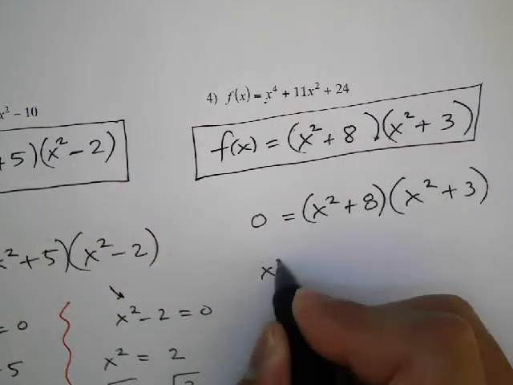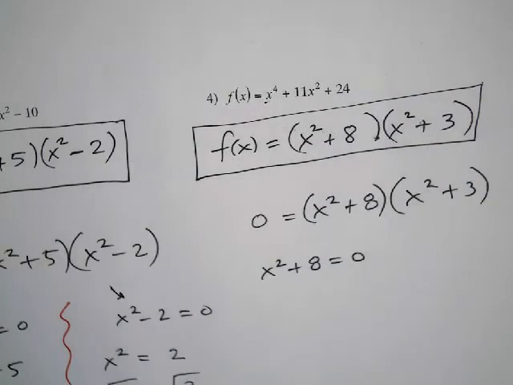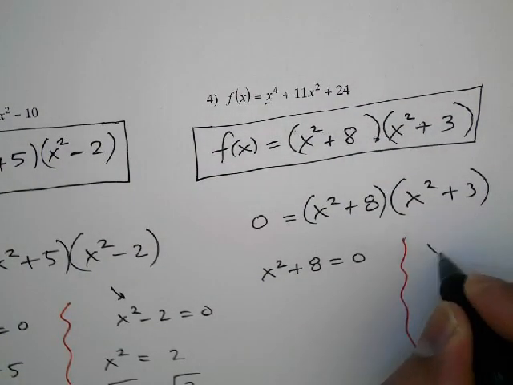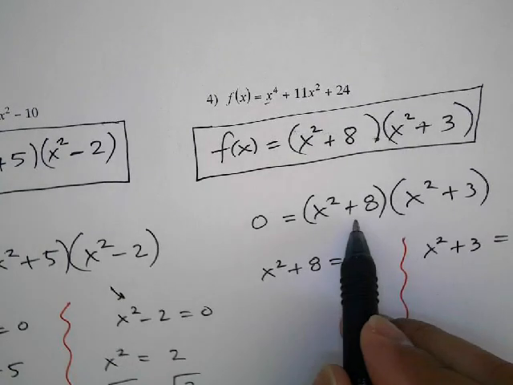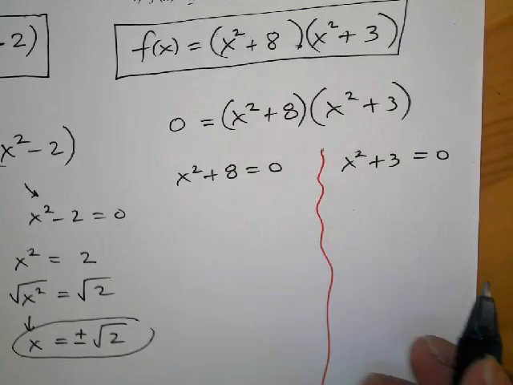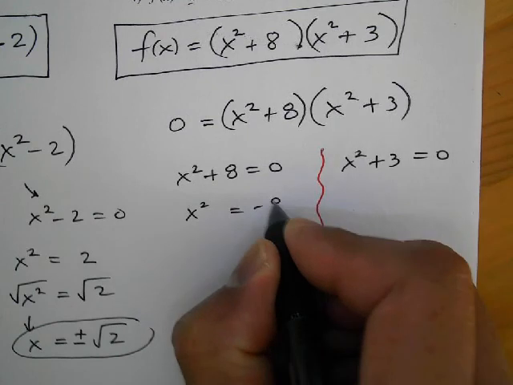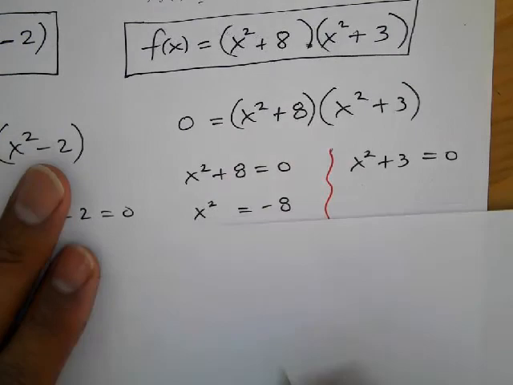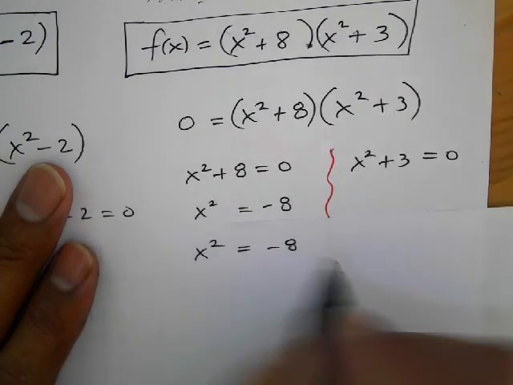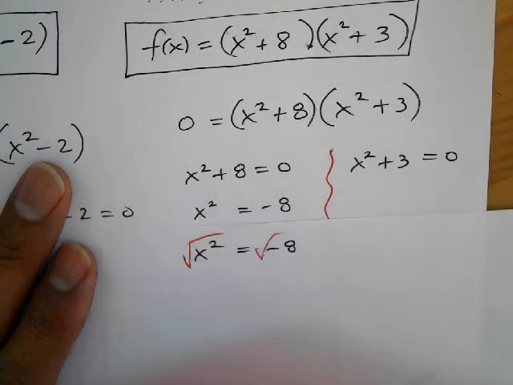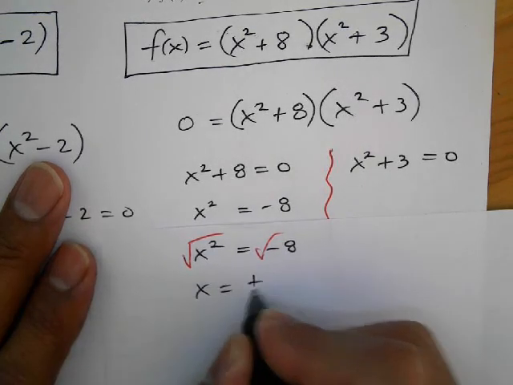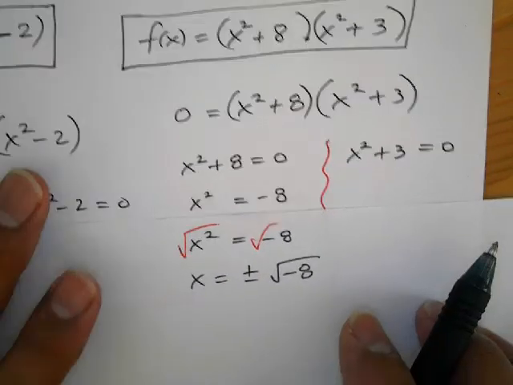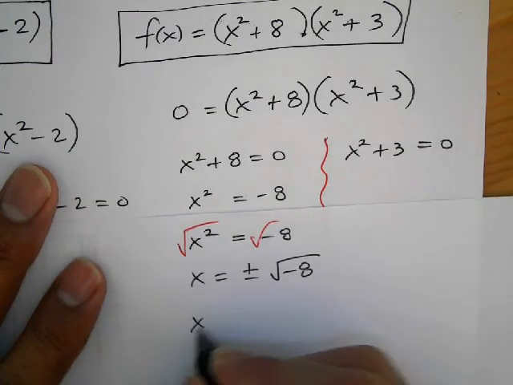Part B, set it equal to 0 to find the zeros. So this one, set it equal to 0. x squared plus 8 equals 0. This one, x squared plus 3 equals 0. Set this parenthesis equal to 0. Set this parenthesis equal to 0. Here you're going to get x squared equals what? Negative 8. Ugh. x squared is equal to negative 8 is going to be, well, first take the square root of both sides. That's going to be x equals plus minus the square root of a negative 8.